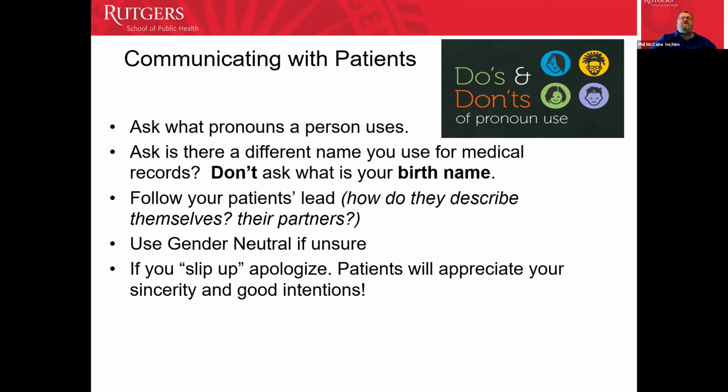Now, if you're unsure, just use gender neutral pronouns. Gender neutral pronouns can also be used when you're talking about a family or a couple. Instead of saying, is this your husband or wife? Is this your partner? Is this your significant other? The person that you're with, what is your relationship with them? If that becomes relevant to the interaction that you're having. The important thing is that if you do slip, just apologize.